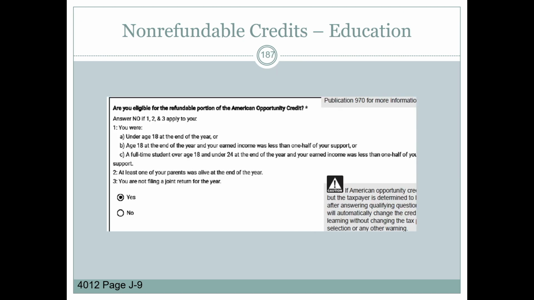J-9: Are you eligible for the refundable portion of the American Opportunity Credit? Remember, I said there were some criteria where none of the credit would be refundable. So we need to complete that section.